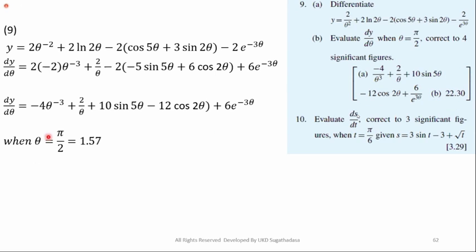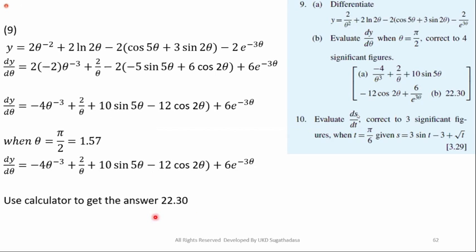Remember, when you calculate the sine value with the calculator, set your calculator to radian first, then multiply by 5 times 1.57. Then use the calculator to get the value and simplify. Then you get this particular 222.3. Once you simplify, you get it. Up to the differentiation, I have completed.